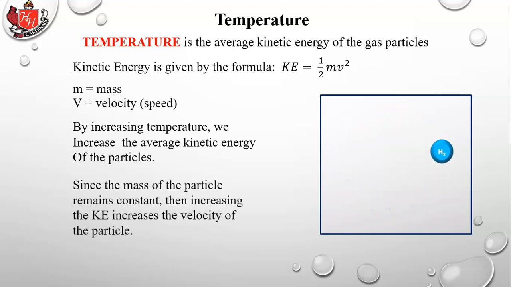Since the mass of the particle remains constant, that H2 molecule is going to have a mass of 2.02 atomic mass units. That doesn't change. Then increasing the kinetic energy increases the velocity. If you look at that formula up above, KE equals 1/2 mv squared. If KE gets bigger and the m in that formula on the right cannot change, then the only other thing on that side of the formula that can change is the velocity. That has to get bigger as well. So increasing temperature increases the kinetic energy in the molecule, which increases its speed. So higher temperature, faster speed; lower temperature, slower speed.